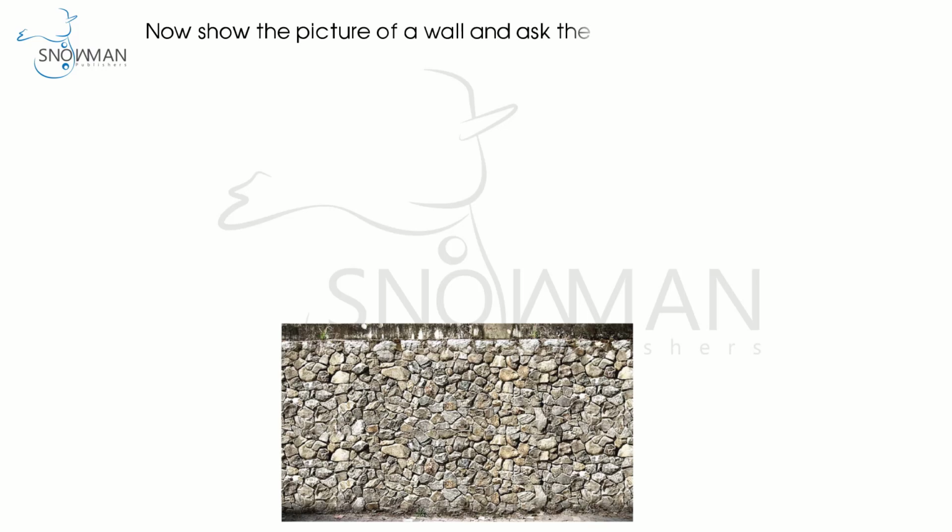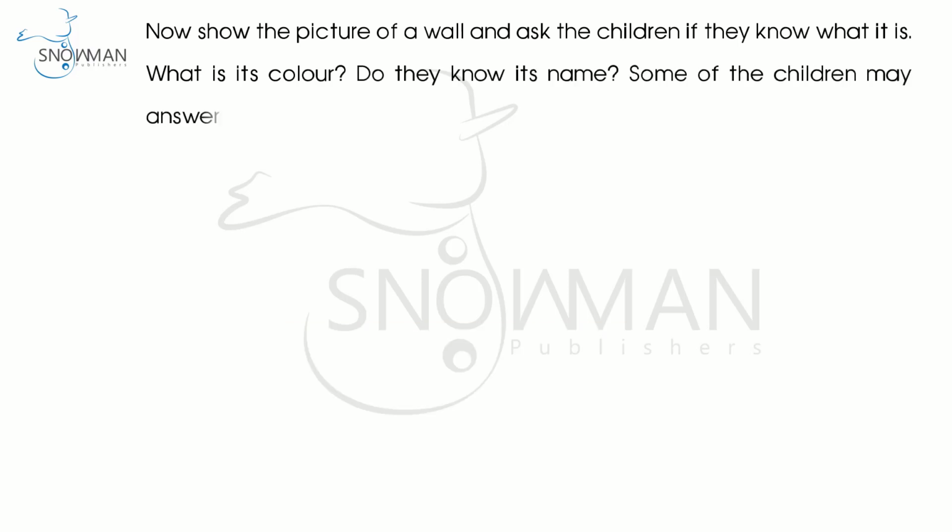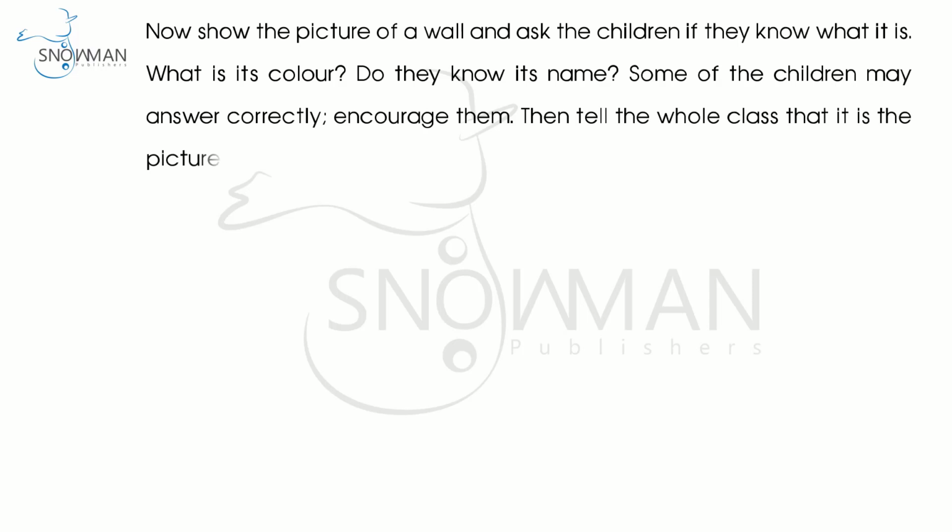Now, show the picture of a wall and ask the children if they know what it is. What is its color? Do they know its name? Some of the children may answer correctly. Encourage them. Then tell the whole class that it is the picture of a wall. It is red or any color, and its name is wall.